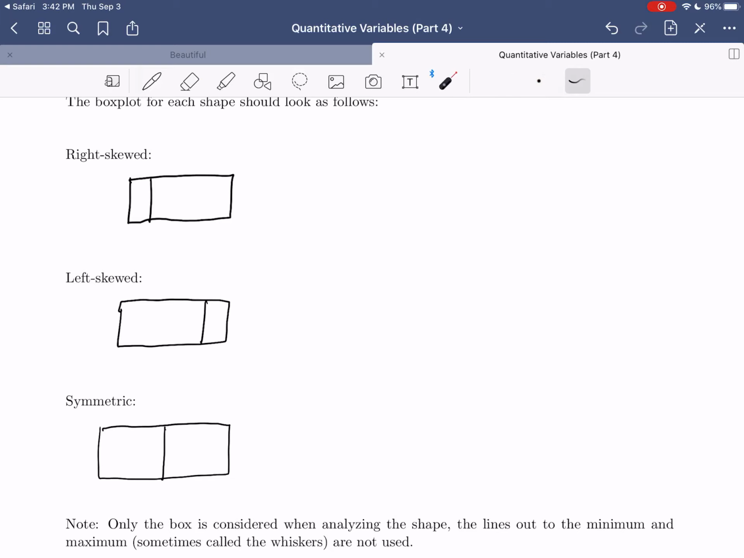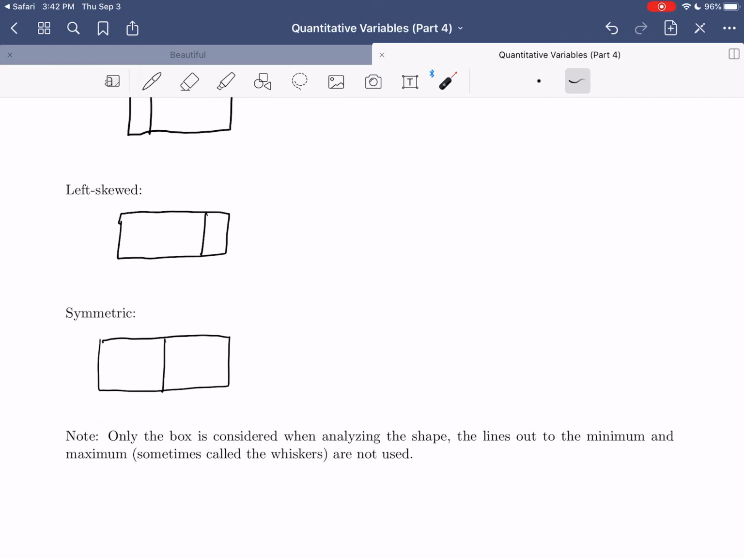So again, that would be Q1, that would be the median, that would be Q3, and the distance between the first quartile and the median and the third quartile are the same. As a side note here, notice that when looking at a box plot and analyzing the shape, the lines that we'll be drawing when we actually draw a box plot that'll extend out to the maximum or out to the minimum, those are not used for distinguishing the shape.